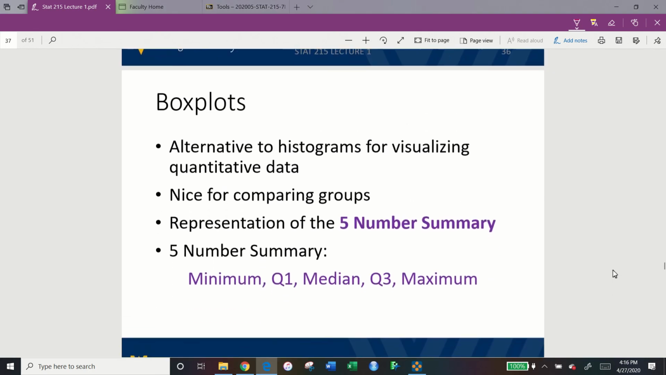Okay, so now that we finished talking about interquartile range, let's talk about our last visualization that we're going to talk about today, and that is box plots. Box plots are an alternative to histograms for visualizing quantitative data. It's nice for comparing groups, and it's a good representation of our 5-number summary. The 5-number summary is the minimum value of your data, Q1, your median, or Q2, Q3, and then your maximum.